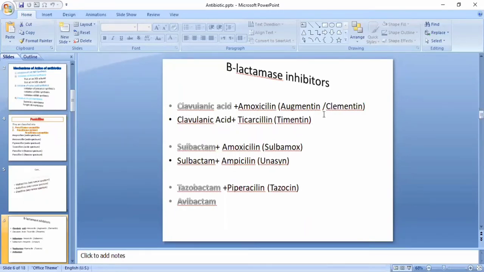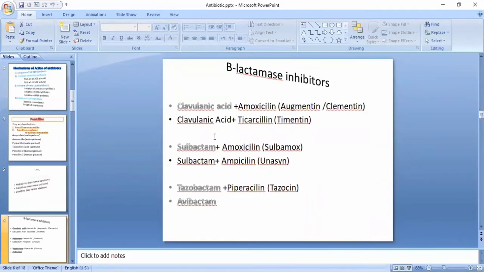So you should remember what the Augmentin contains. What is the composition of the Augmentin drug? It is a combination of amoxicillin plus the beta lactamase inhibitor. In such a way, another penicillin which is combined with the beta lactamase inhibitor is Timentin. So these are the market names: Augmentin, Clavulin, Timentin. These in the brackets are the market names of the drugs.